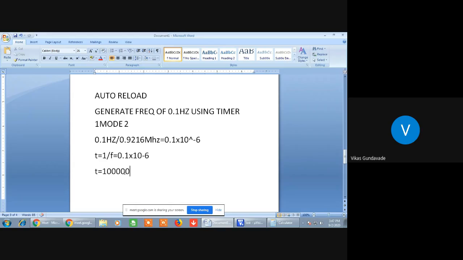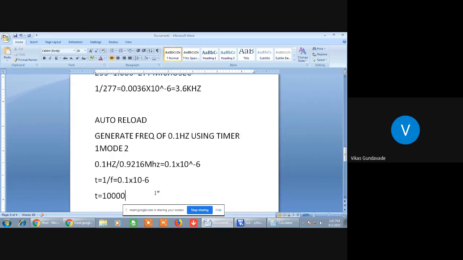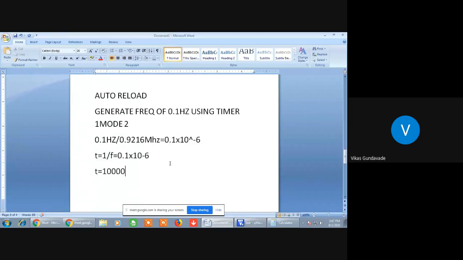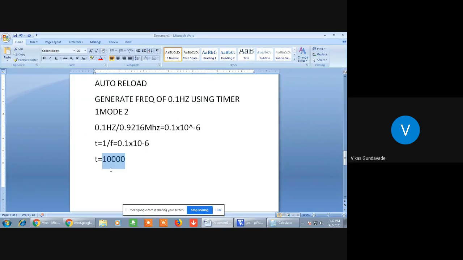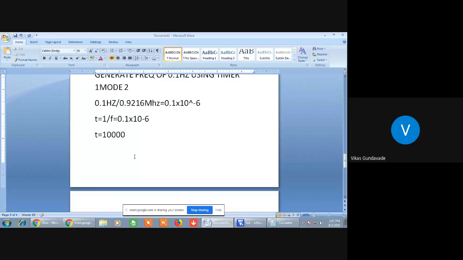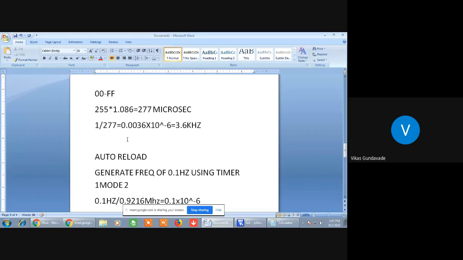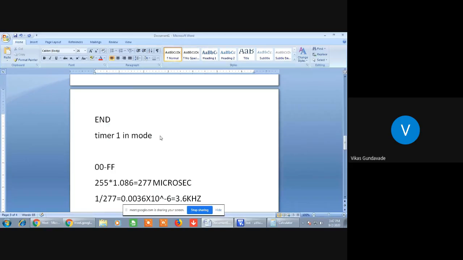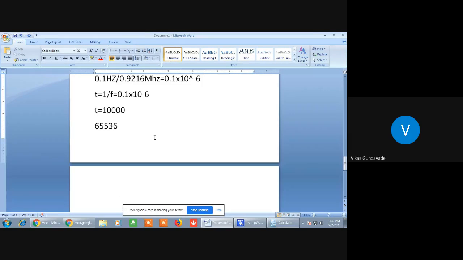10000. Okay, so if we generate 0.1 hertz frequency also, then the value or the time count comes in terms of 5 digits. Okay, so we cannot convert that into FF. Here the maximum count in FF will be 255. So here we need to take 16 bits, that is 65536. So here the mode required will be timer 1. So it will be 65536.